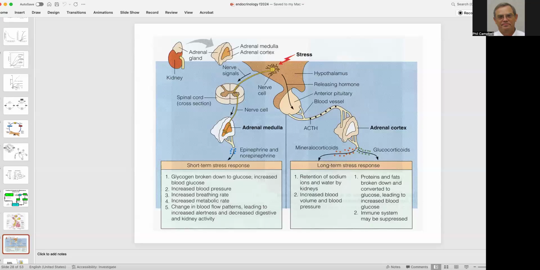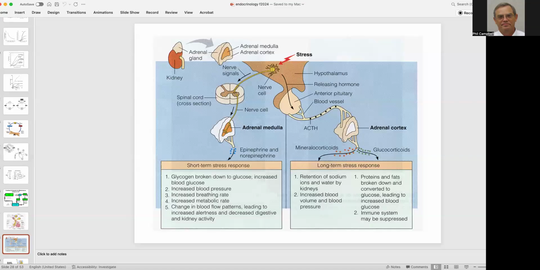In the case of the cortex, what happens is this. It's a little bit more complex. It's not neural connections. So the hypothalamus releases ACTH releasing hormone. That goes to the anterior pituitary. It releases ACTH. ACTH travels via the blood to the adrenal cortex, and the adrenal cortex then will release cortisol, as well as mineralocorticoids. Glucocorticoids are cortisol or corticosterone. In humans, it's cortisol. In rodents, it's corticosterone. And these will have impact.